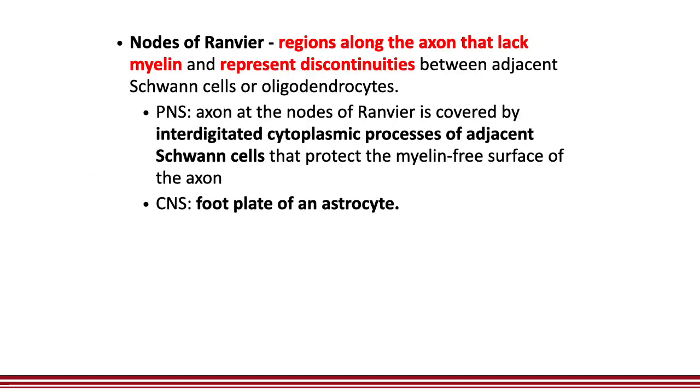Now, as mentioned, the nodes of Ranvier are small gaps or breaks in the myelin sheath that surround the axons of neurons in the nervous system. So they are found in regular intervals along the length of the axon and are important for the efficient transmission of electrical signals across the axon. The myelin sheath helps to insulate the axon and speeds up the transmission of electrical signals by preventing the signal from leaking out of the axon. However, because the myelin sheath is continuous, it makes it difficult for the electrical signal to jump from one section to another.